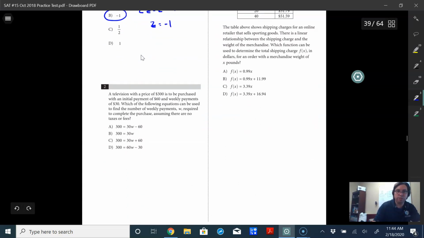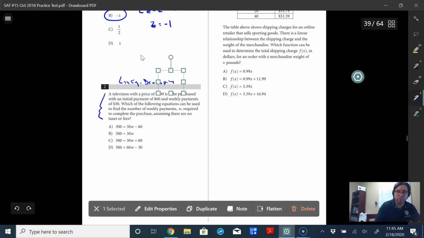All right, number 2. What we have here is a word problem that's being given to us, and then looking at the expressions, we're developing a linear equation. So it's a linear equation, and we're developing it. And so that means we're having to write one.